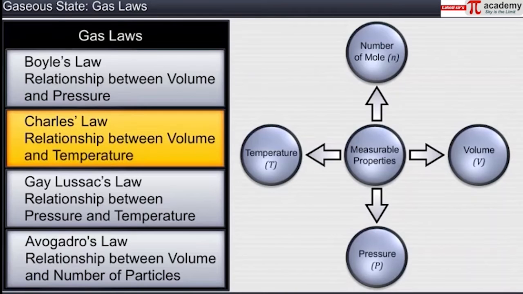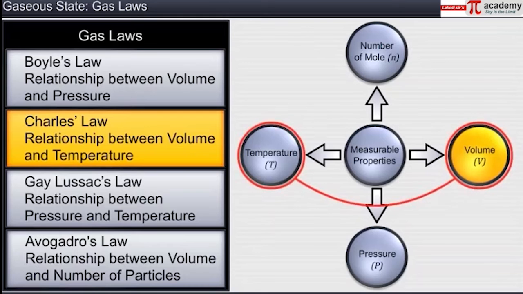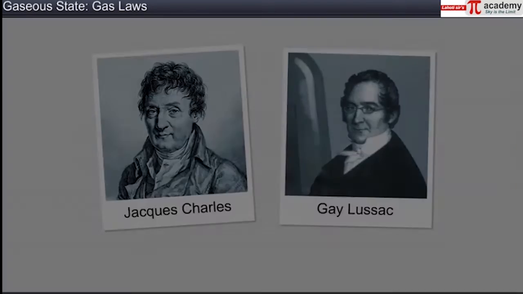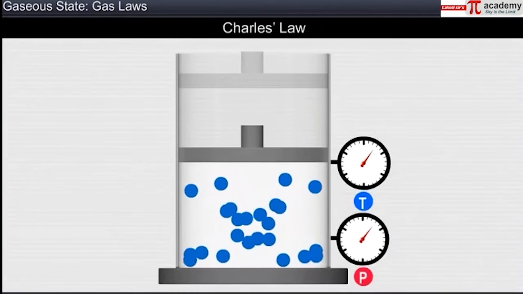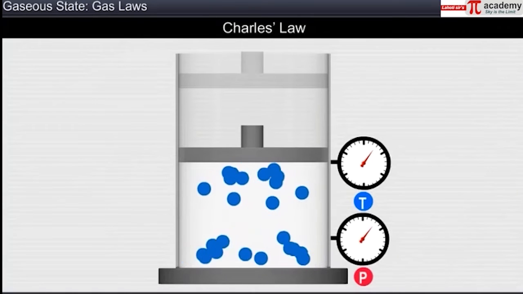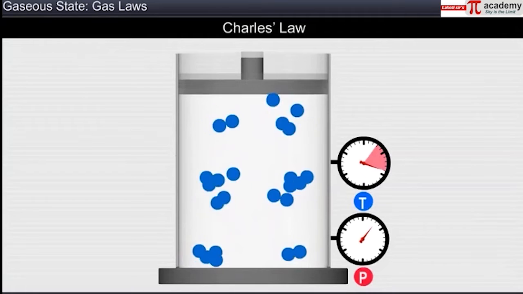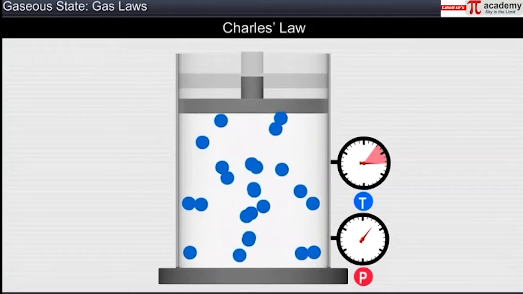The next law is Charles' law, which describes the relationship between volume of a gas and its temperature. Jacques Charles and Gay-Lussac studied the relationship between volume and temperature of gases independently. They concluded that for a fixed mass of gas, at constant pressure, the volume of gas increases with increase in temperature and decreases on cooling.